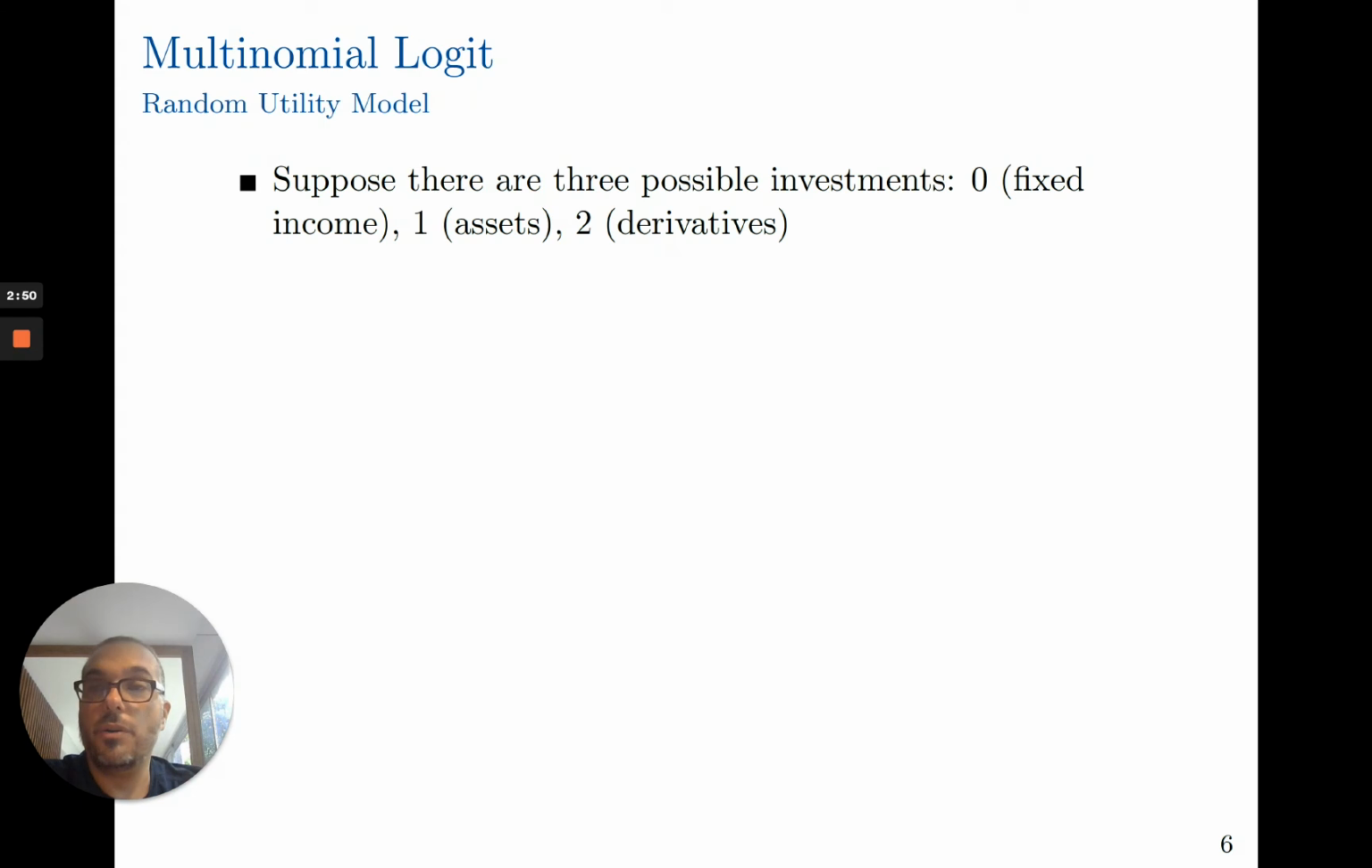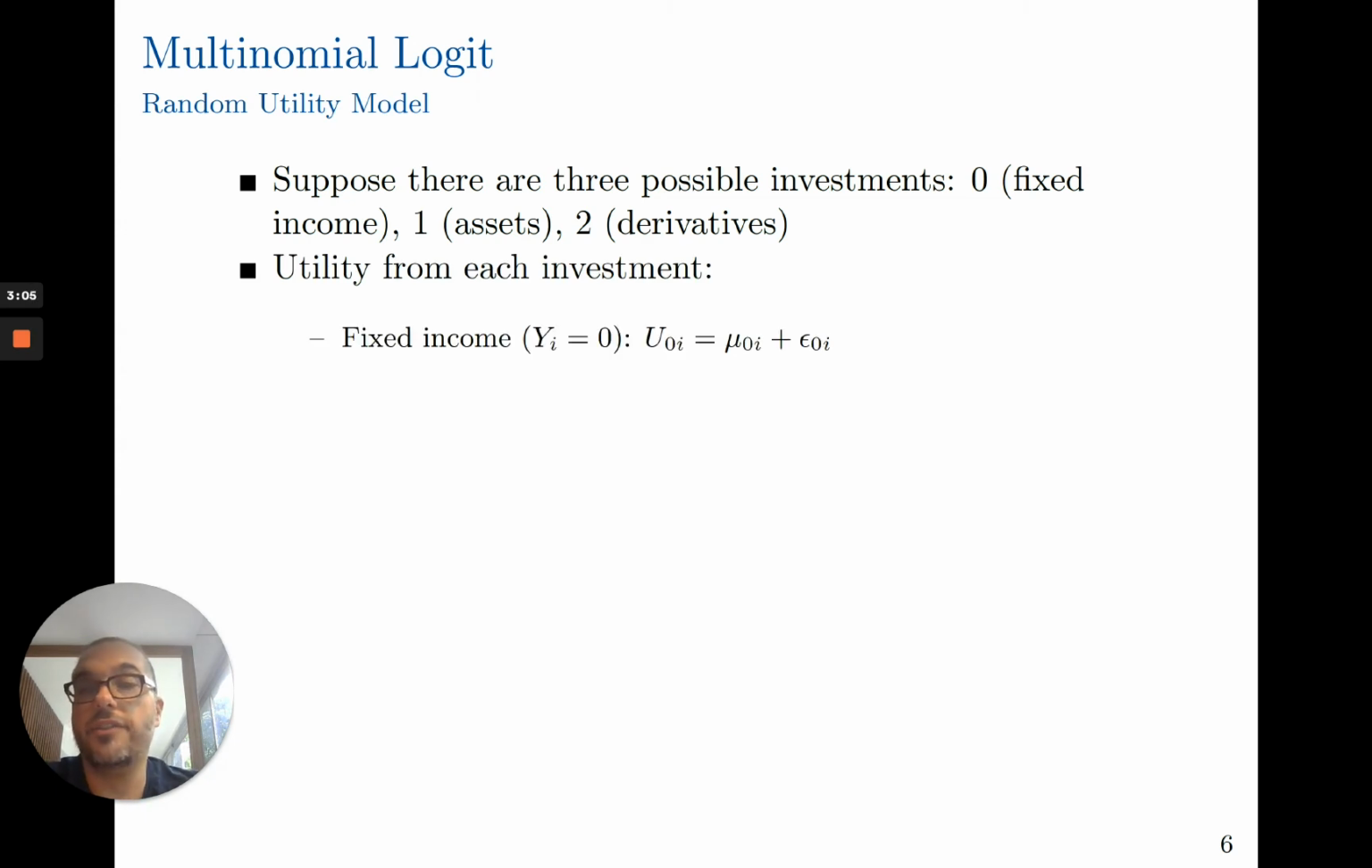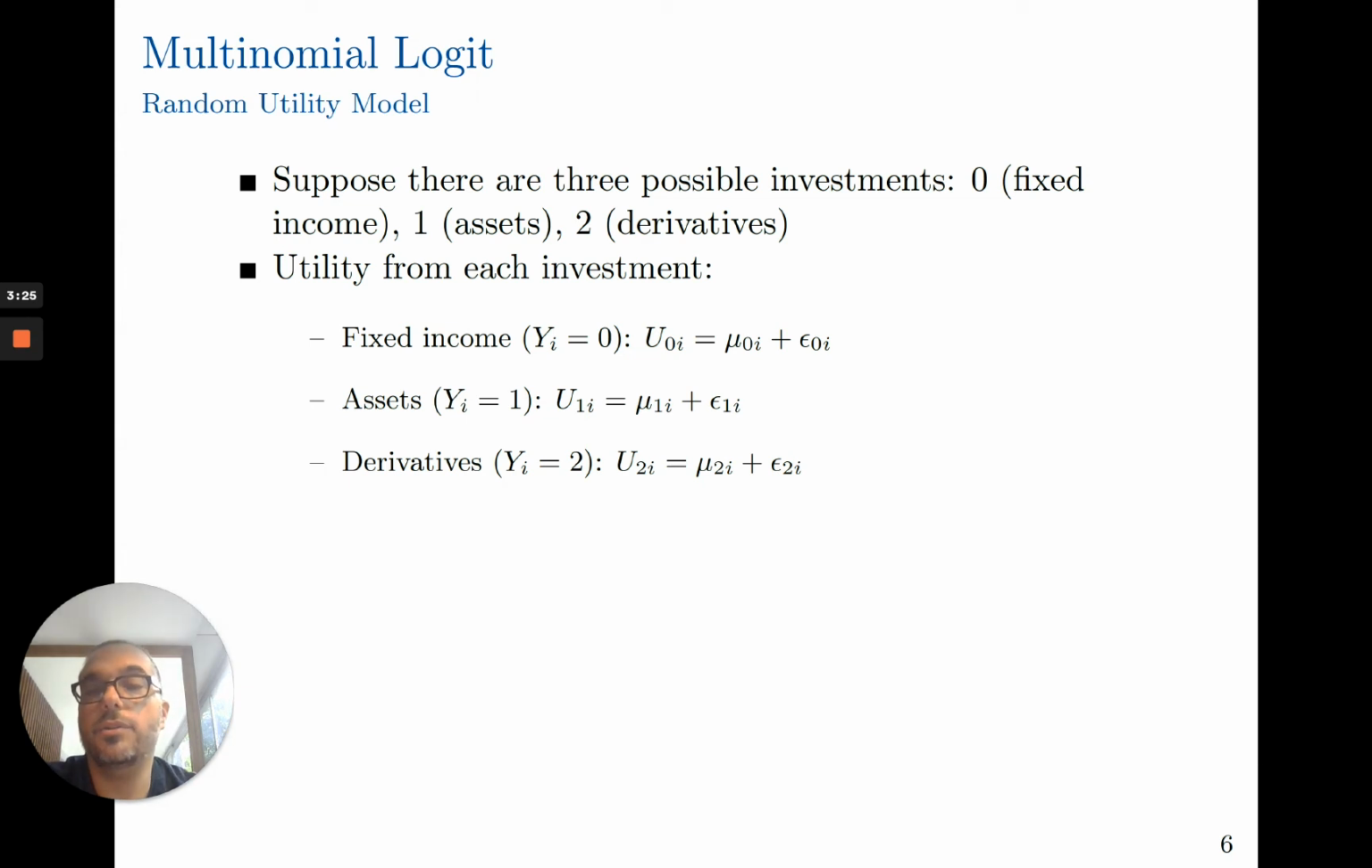And so how can we write this in terms of the random utility model? Suppose there are 3 possible investments: 0 is fixed income, 1 assets, 2 derivatives. And you have a utility for each investment. So fixed income is the baseline one, so your utility will be mu_0 plus epsilon_0. For assets, you have a utility U_1, that's mu_1 plus epsilon_1. And derivatives, same reasoning, U_2 is mu_2 plus epsilon_2. So you have the utility function for each one of the investments.